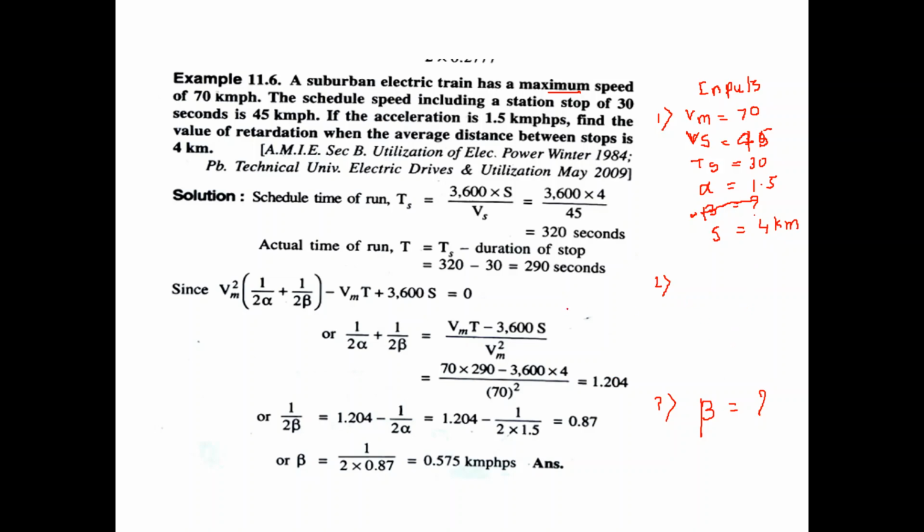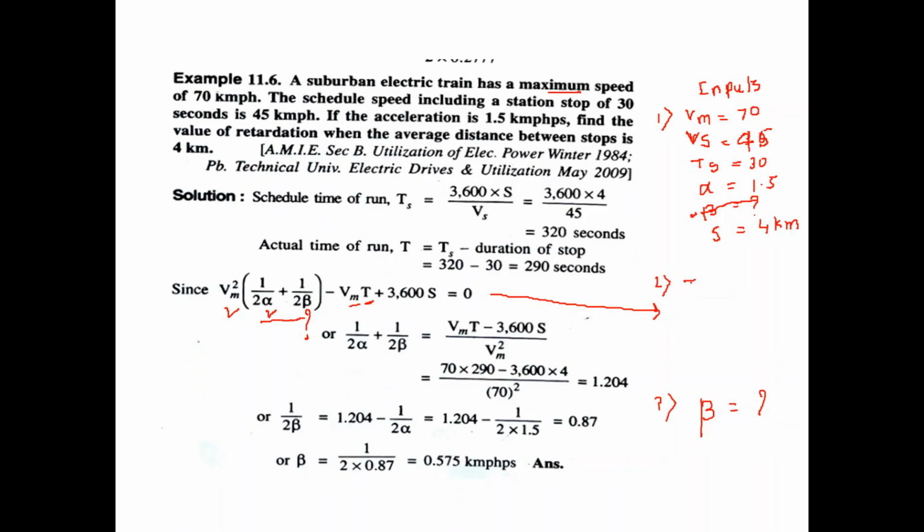Now what is the equation? The equation is the same. That is the trapezoidal speed-time curve equation. So S equals Vm square into 1 by 2 alpha plus 1 by 2 beta, plus Vm T. Now what all things are given? Vm is already given. Alpha is given, we can use it directly. Beta, this is what we have to find out. Vm is given. T we have to find out.